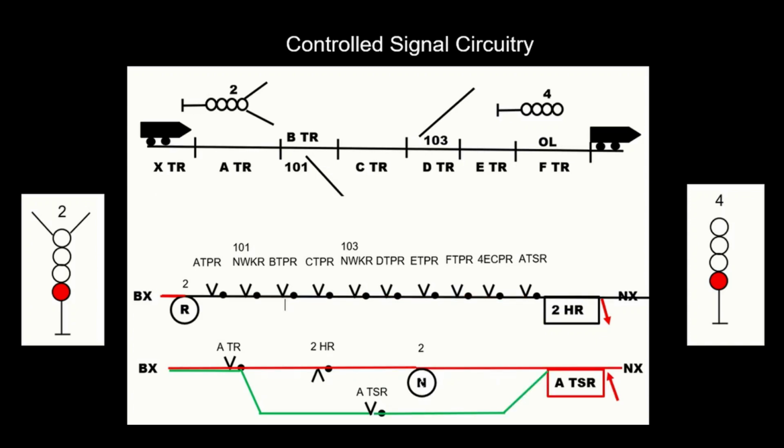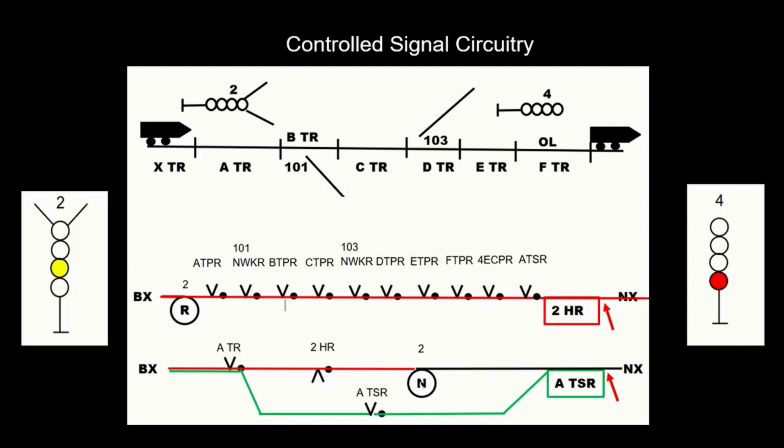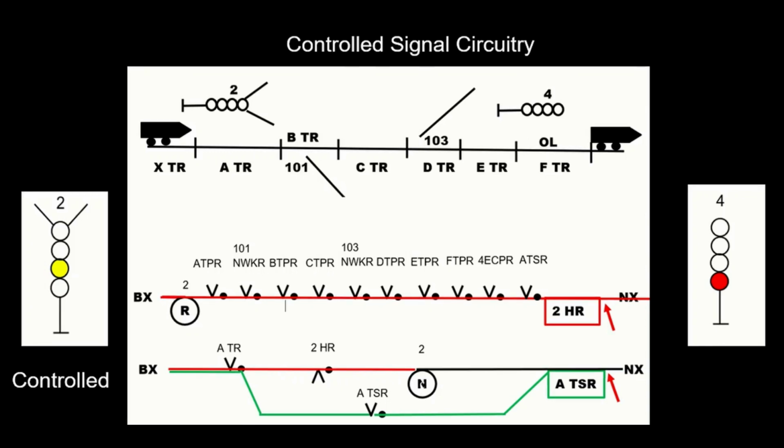In order to send another train into the section, the signaller must place 2 lever to normal. The TSR picks and sticks. And if 2 lever is now reversed, we can pick 2HR and change the signal to proceed. Signal 2 is now a controlled signal.